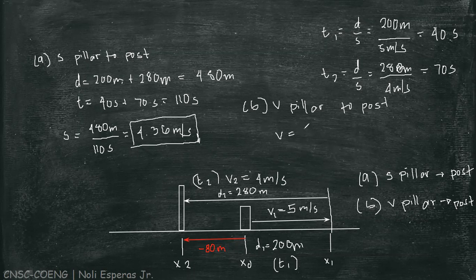Therefore, we have velocity equal to displacement over change in time, which is equal to negative 80 over the total time traveled of 110 seconds. Therefore, our average velocity is negative 0.73 meters per second.